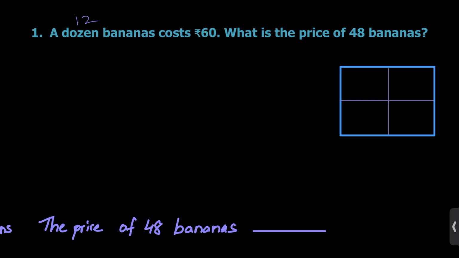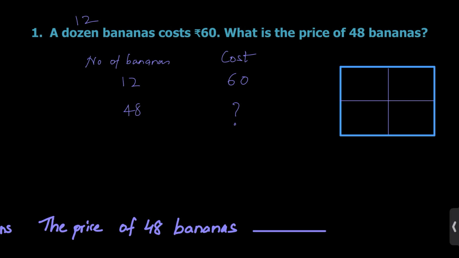So what are the two columns that we will make? Number of bananas and the cost. This is the two column. Whatever needs to be found has to be here. So 12 bananas cost 60. What is the cost of 48 bananas?